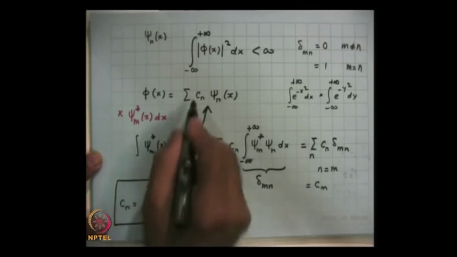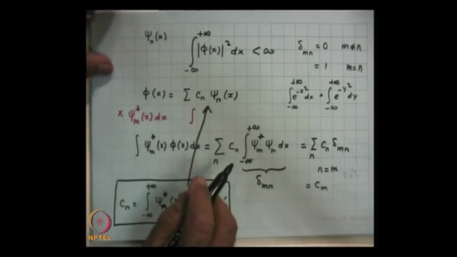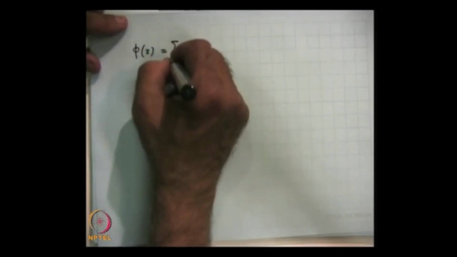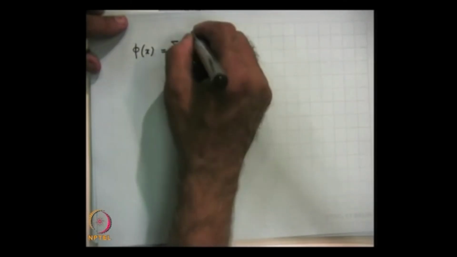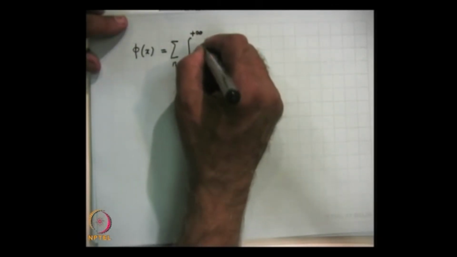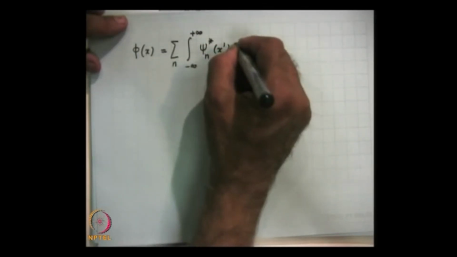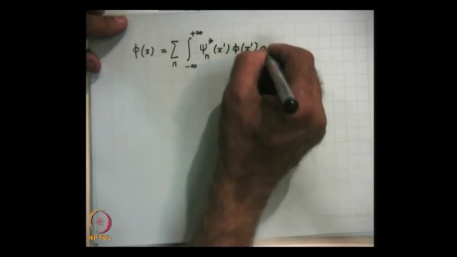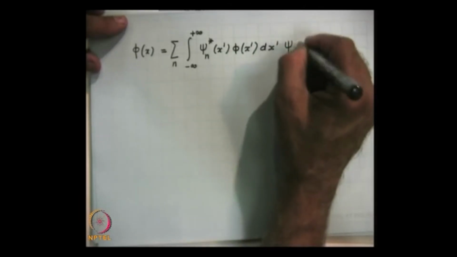and then I substitute this here. So, I will substitute this expression for C n in this equation. So, I will obtain, please see this carefully, that phi of x is equal to the sum over n of C n. And what is the value of C n? As we had determined earlier, the integral from minus infinity to plus infinity of psi n star x prime phi of x prime dx prime, multiplied by psi n x.